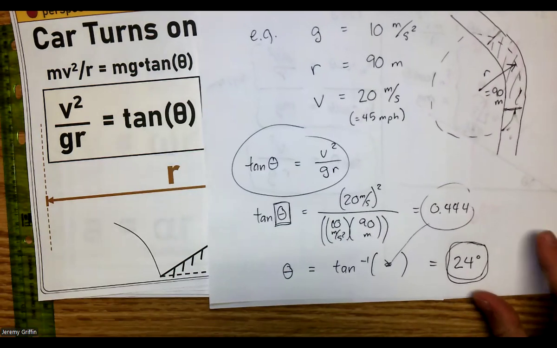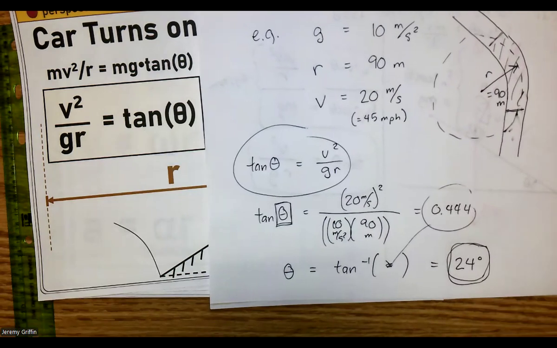So as long as you bank the road 24 degrees, right, and the cars are following the speed limit, then they should be able to make that turn even on an iced over road. Yeah. You guys got that? I got a follow-up question.